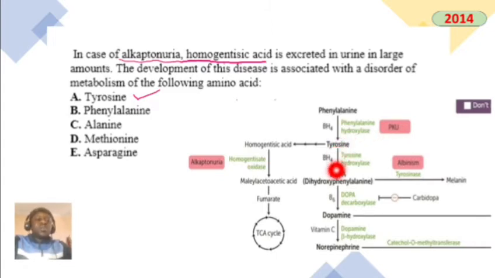This tyrosine can also be converted to DOPA, and that pathway goes to catecholamines, right? But I'm interested in this pathway, the conversion of tyrosine to homogentisic acid, right? Then this homogentisic acid is converted to what? Maleylacetoacetic acid, and then fumarate, and then the tricarboxylic acid cycle, right? So this process is mediated by homogentisate oxidase, right? So if there is a disorder in this enzyme, the patient will develop alkaptonuria. But this question was simple. It was only asking you about the source of homogentisic acid, which is tyrosine.